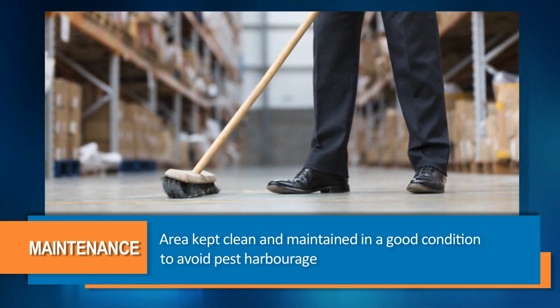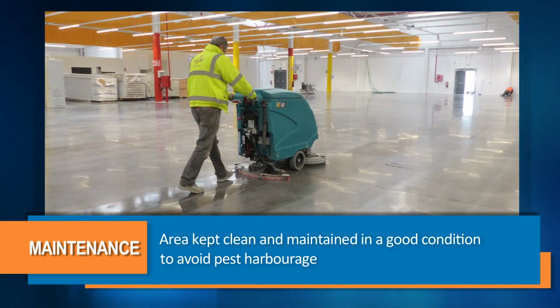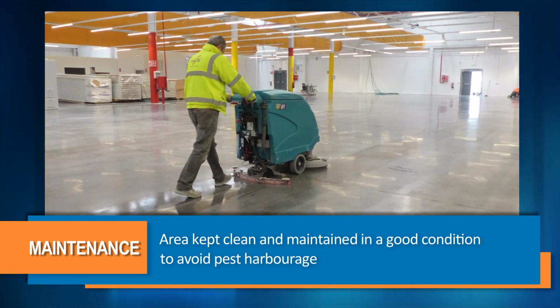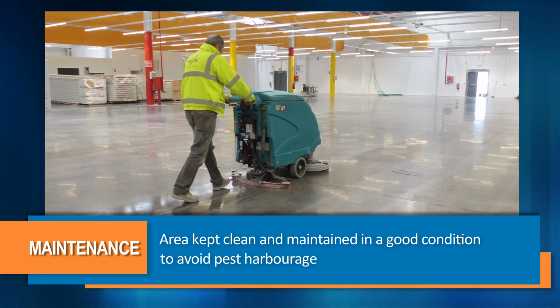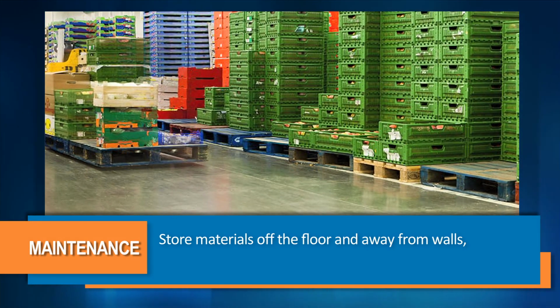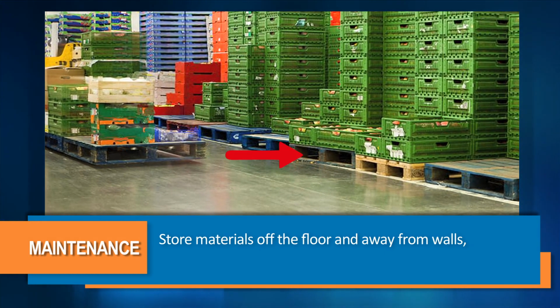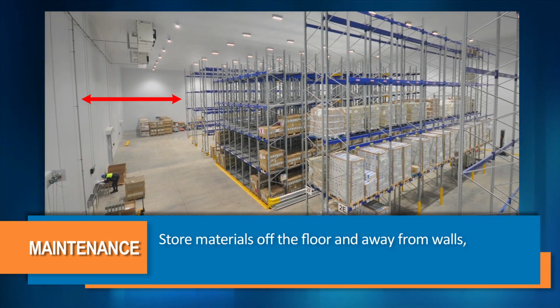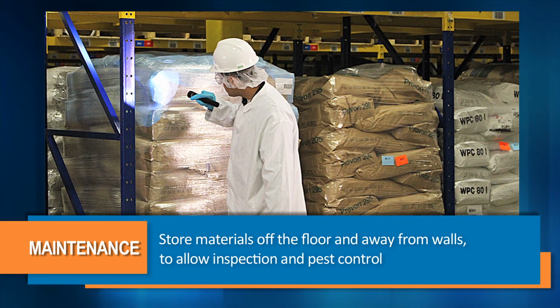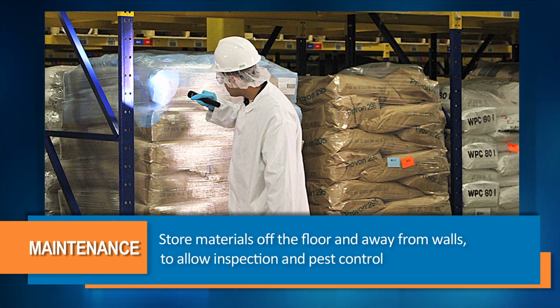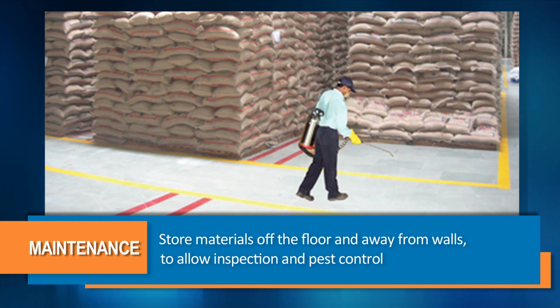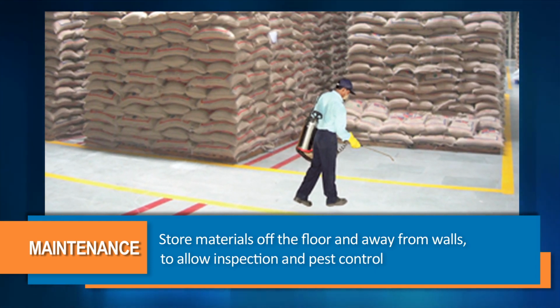The area shall be kept clean and maintained in a good condition to avoid pest harborage. All materials and food products shall be stored off the floor and away from the walls to allow inspection and to carry out pest control activities.